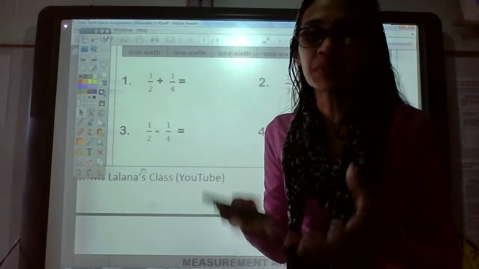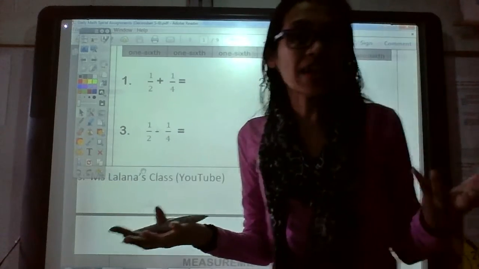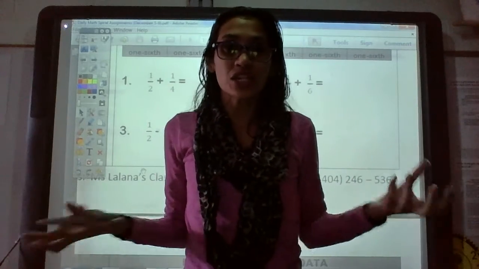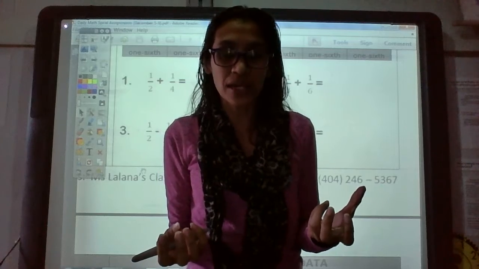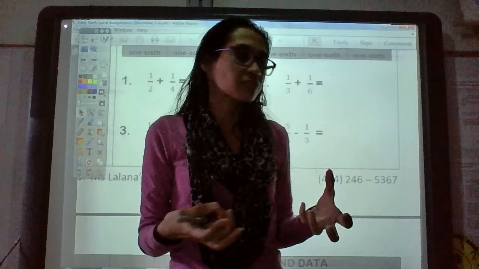These fractions have to be the same part. You can't do 1/2 and 1/4. They're not the same size pieces. So you can't add them together, okay? We have to make them the same size pieces, okay?